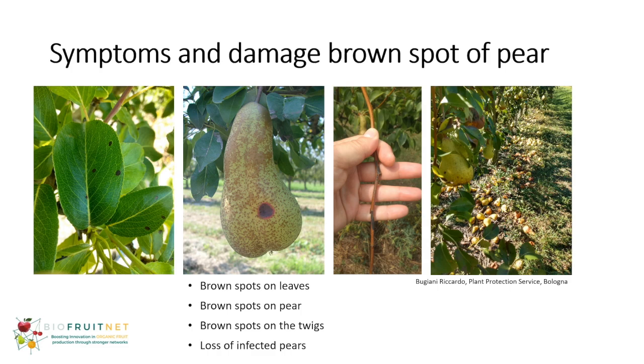Symptoms and damage of brown spot of pear. Actually, there are brown spots on each part of the pear tree. On the left-hand side, you see brown spots on the leaves. In the middle left, you see brown spots on pear. There can also be brown spots on the twigs. And when there is a severe infestation, the infected pears can fall on the soil.